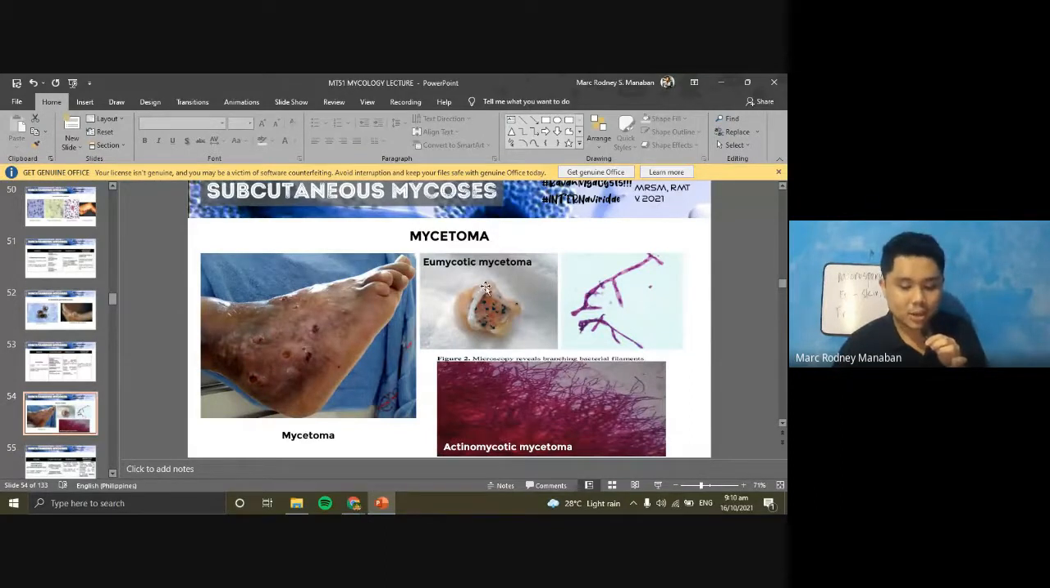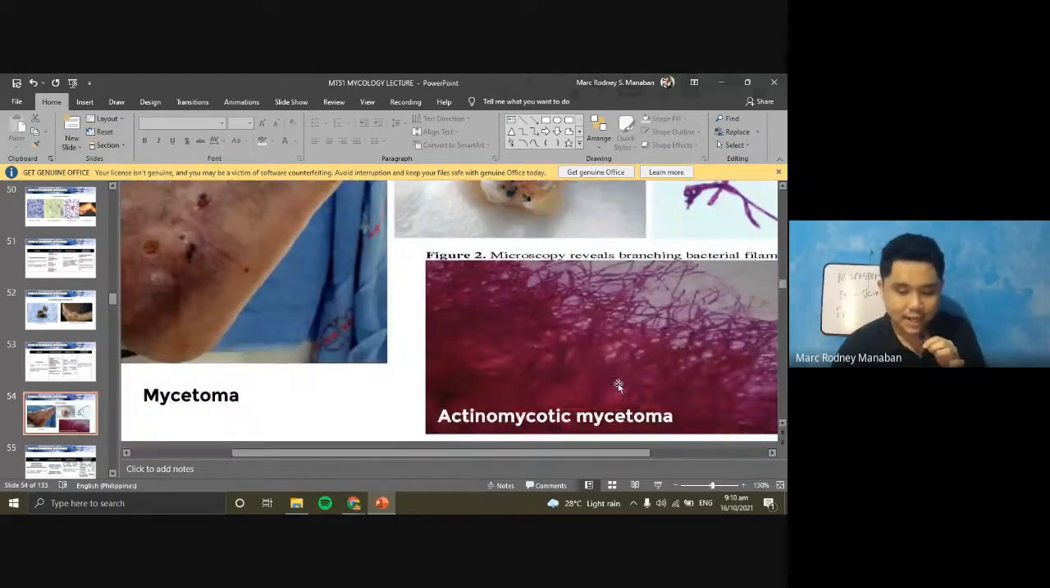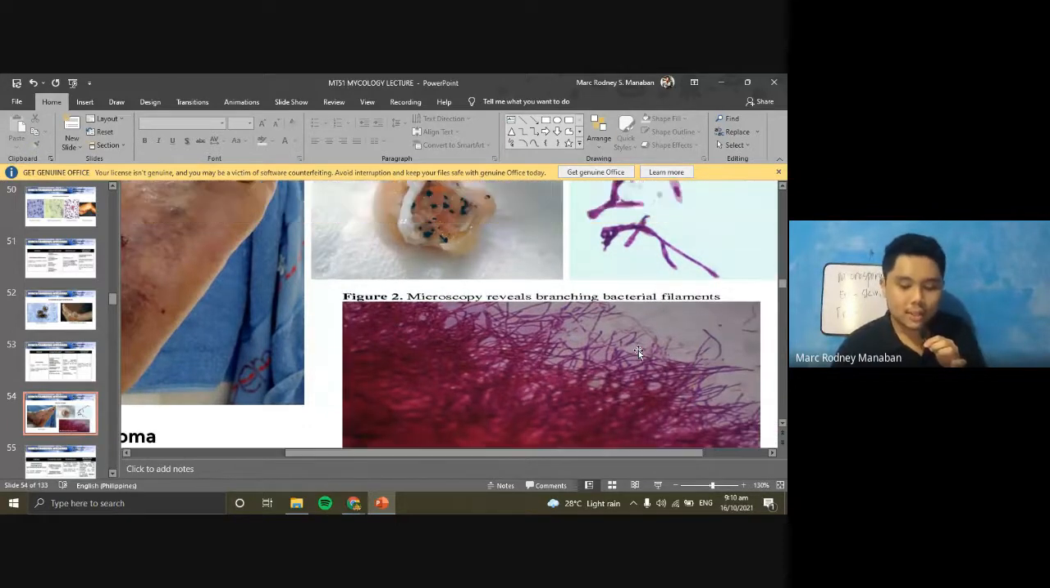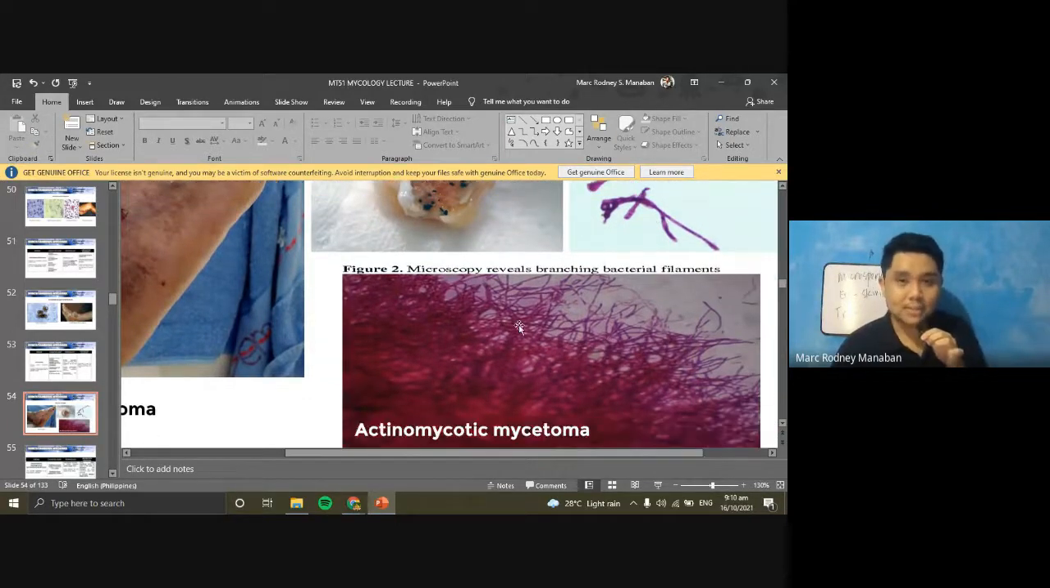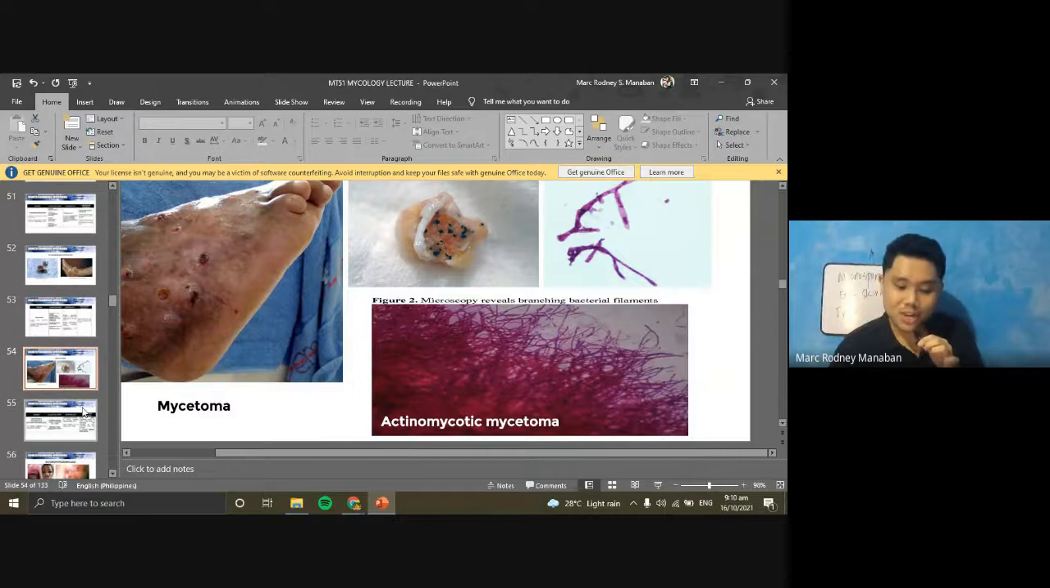And these are granule examples, white grain or black grain. Under the microscope, hyphae can be seen. This is eumycotic. For actinomycotic, you see branching filaments. It's still bacteria: there is no septation and no spores. So this is bacteria, branching and filamentous, characteristic of Actinomyces and Nocardia, which cause actinomycotic mycetoma. I hope you get it.